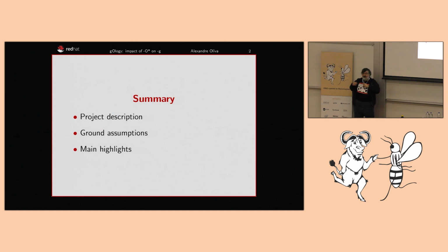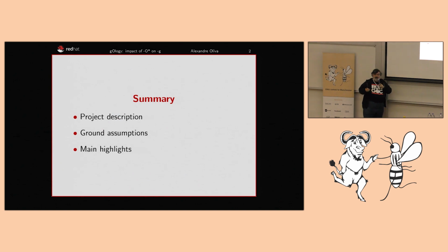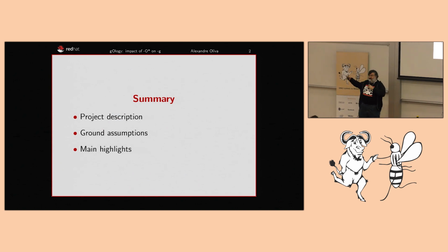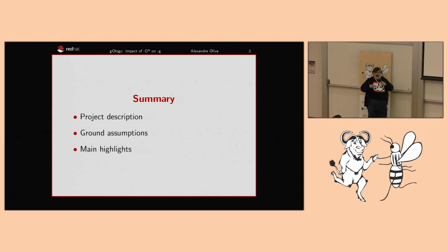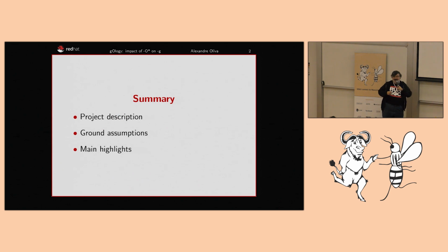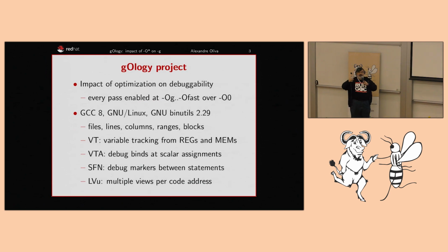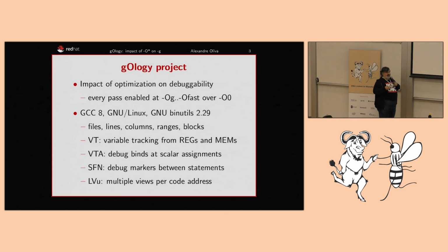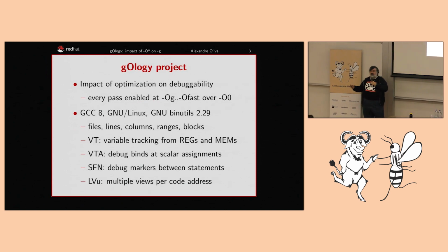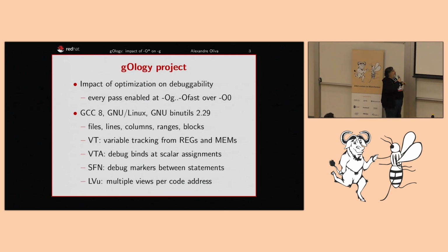I'll talk a bit about the project per se, some of the assumptions that guided the conclusions in a way, and the main highlights, because it's such a huge output that I can't possibly cover everything. So the idea was to figure out what kind of impact optimizations had on the ability to debug programs or to monitor programs with tools such as SystemTap. And optimize programs, obviously. That's what I've been working on for a very long time.